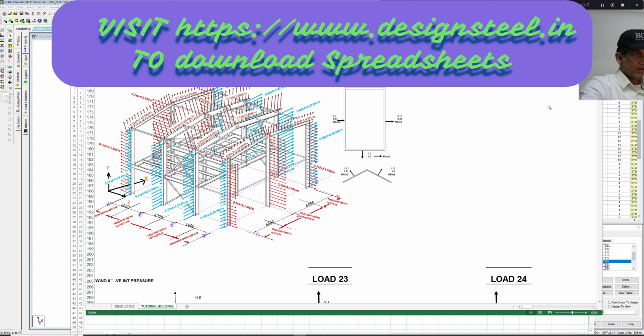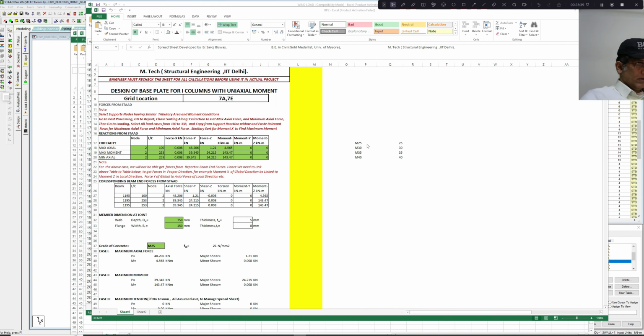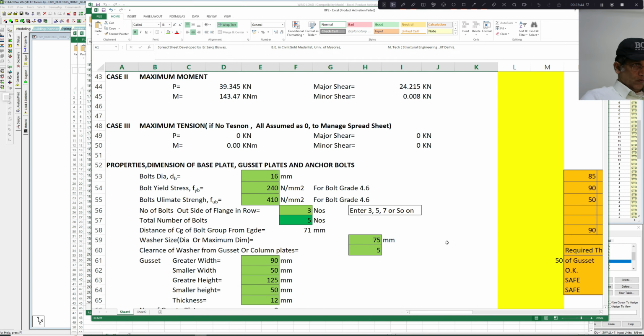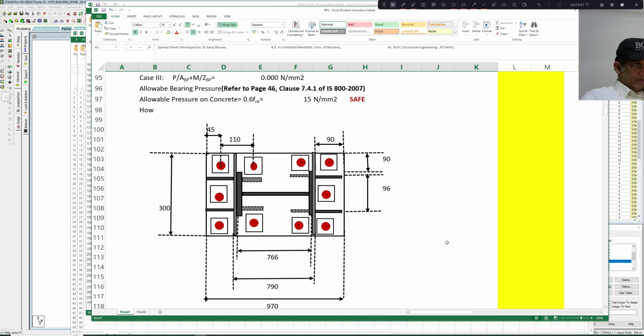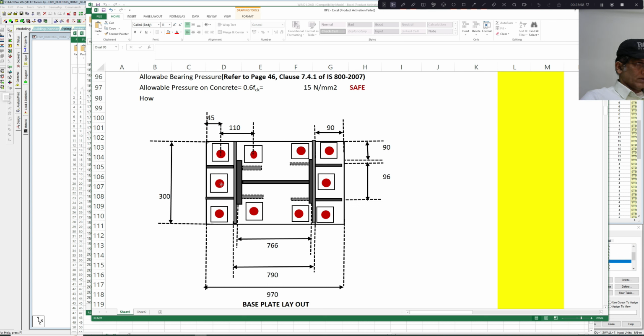Now let us open an Excel sheet that has also been given on my website, that is designsteel.in. It's a 5-bolt configuration. This is the sheet. In this sheet, we have taken a 5-bolt configuration. Now see, the bolts are not symmetrical about this flange. So obviously, because of unsymmetry, some sort of moments will be created that should be considered in design.